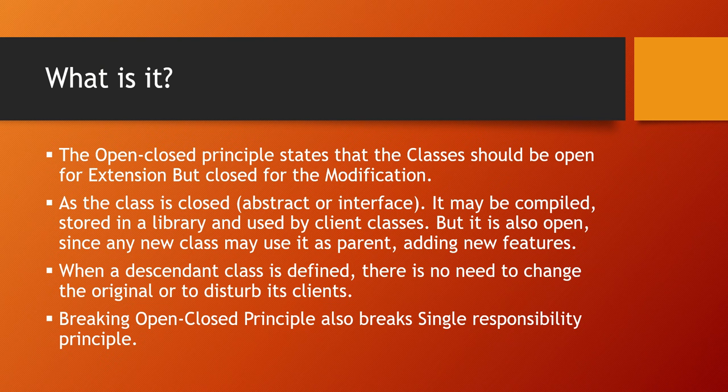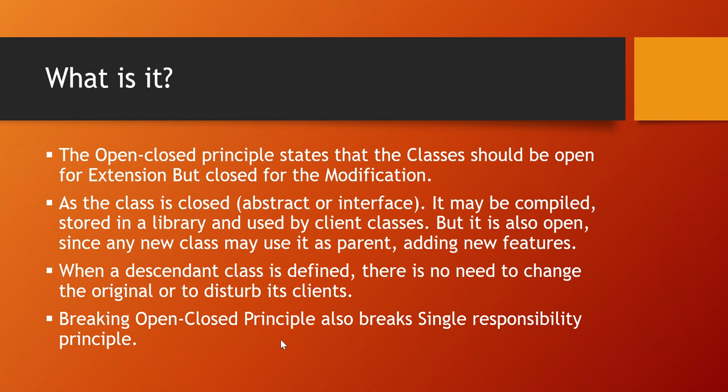Now, as the class is closed, it may be compiled, stored in a library, and used by client classes. But it is also open for us, since any new class may use it as a parent by adding new features. So basically you are not disturbing your clients which are already making use of these classes. When a descendant class is defined, there is no need to change the original class or to disturb its clients.